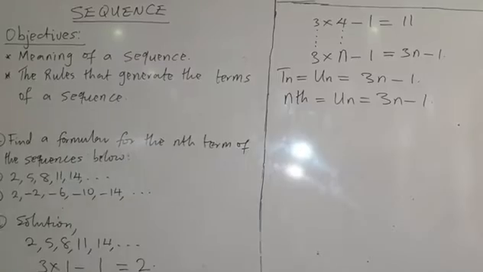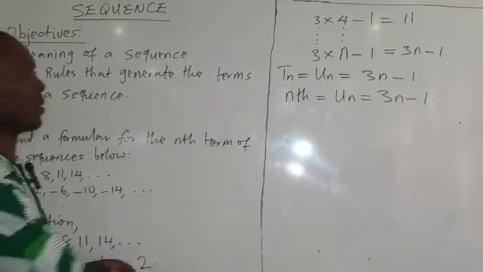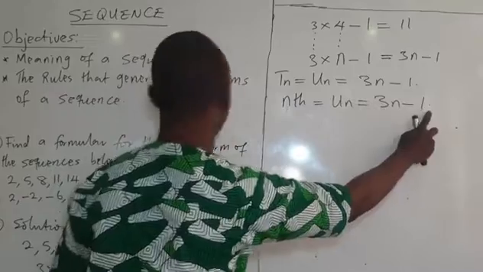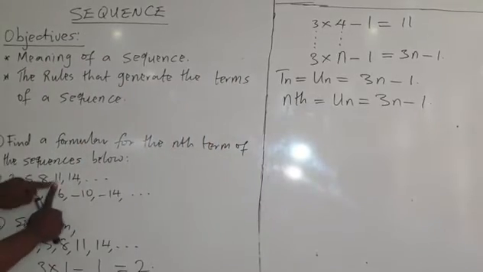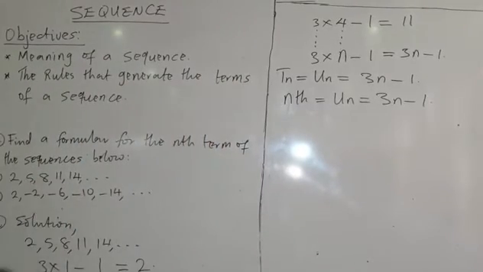So test for when n is 4. When n is 4, that is the fourth term. 3 times 4, 12. 12 minus 1, 11. 1, 2, 3, 4. So the fourth term is 11. You can generate any term.